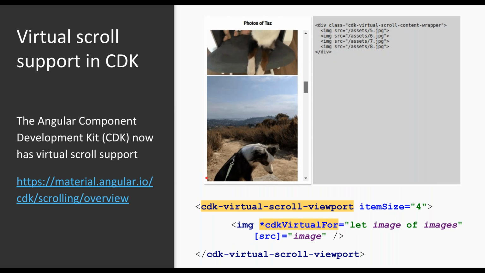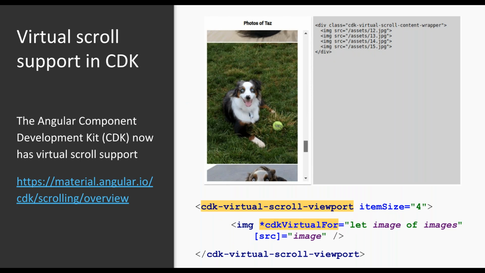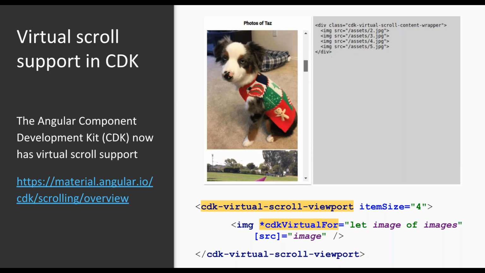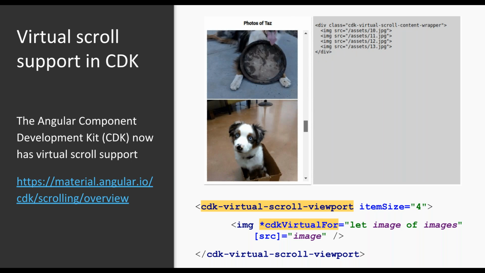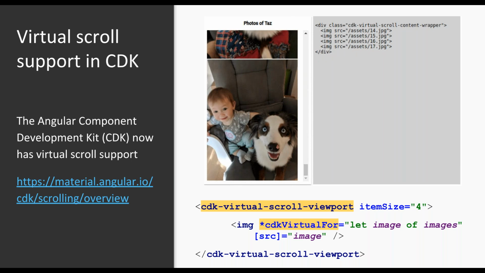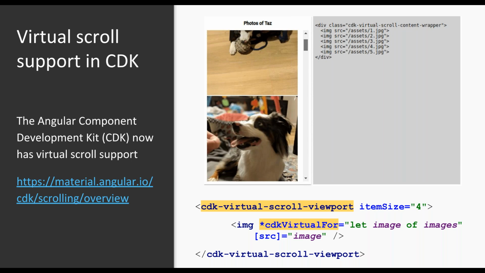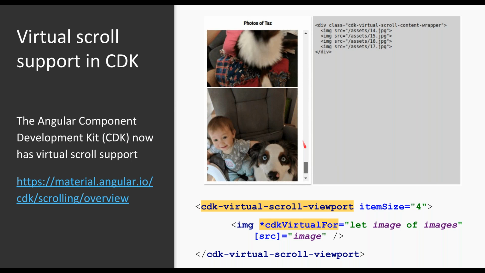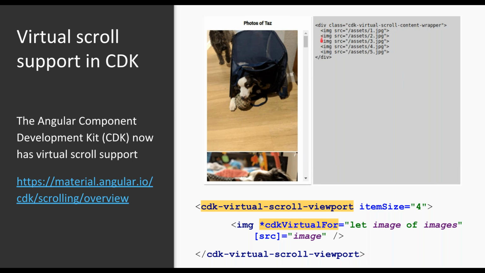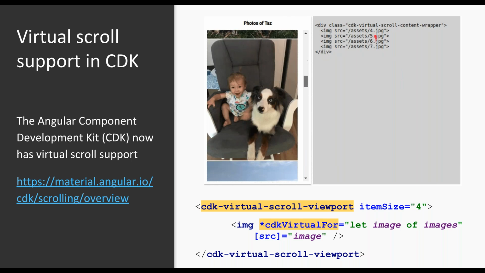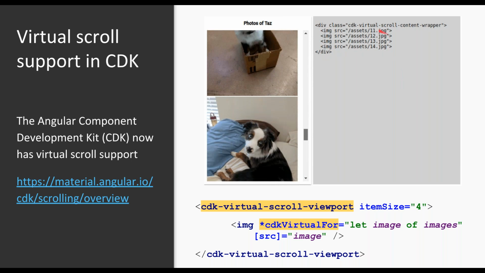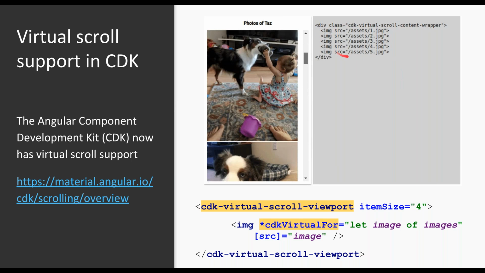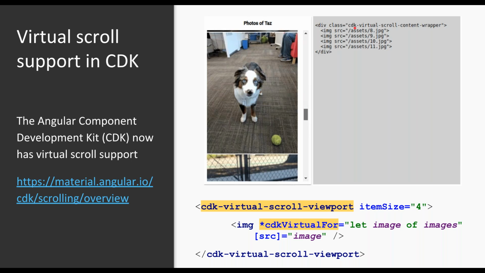Another feature that was released with the CDK is virtual scroll. So just like drag and drop, virtual scroll is one of these features that is more and more popular. And in the example here, you can see that we are scrolling down a list of images, and we always only have 4 or 5 different images that show up in the HTML at any given time. So that's what the virtual scroll feature does.